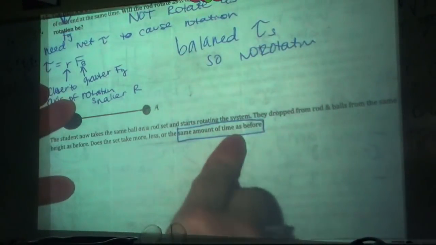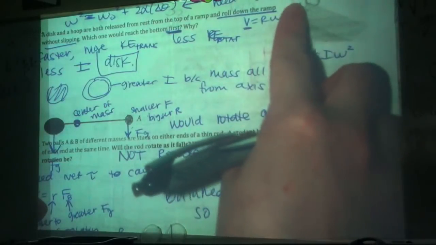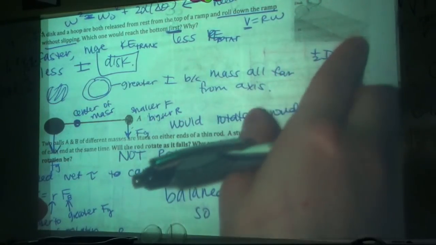And the answer is it actually takes the exact same amount of time as before. Now, there are those of you who probably said, oh, it takes less time because it's going to go slower because it's spending most of its energy on rotation. Because that's what's happening here, right? I started with just potential energy, and then it went into both rotational and translational kinetic energy. So the one that had the higher I took more rotational energy and less translational. But here, it just drops down, going from potential energy to all translational kinetic energy at the bottom.